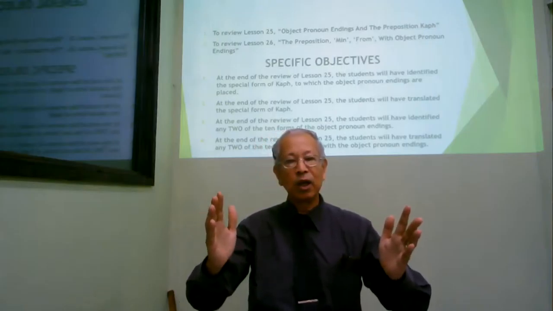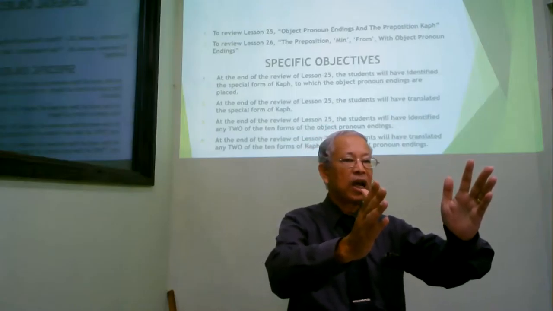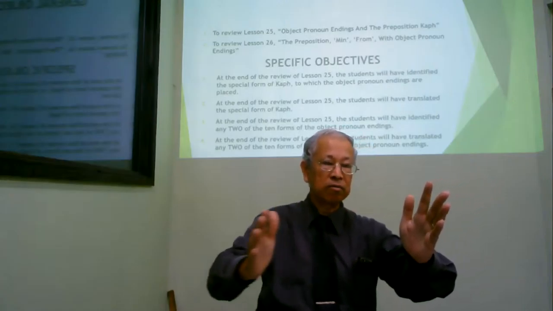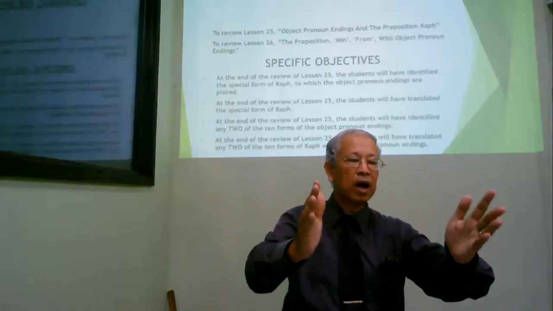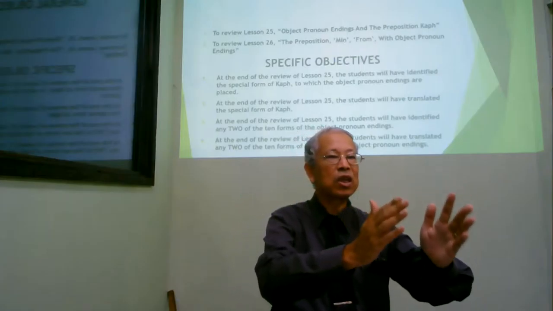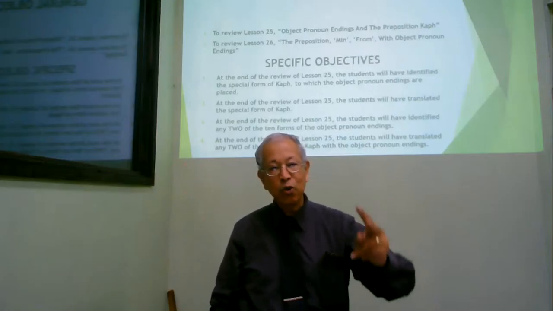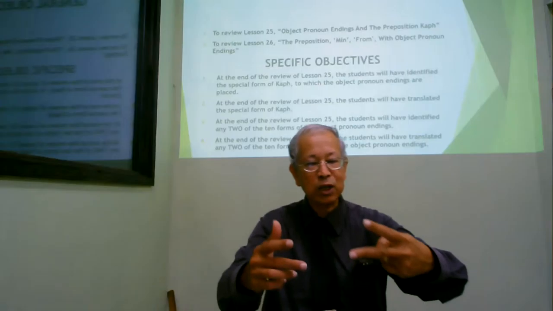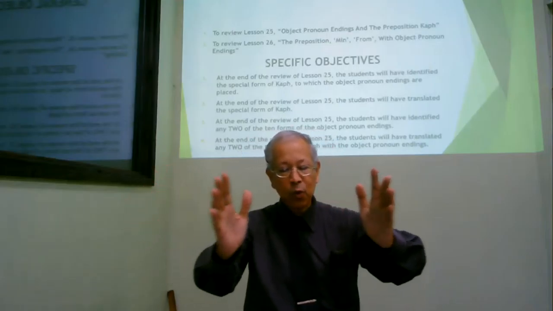Or say, you have kamo again, and the second person singular masculine ending is ka, not eka, ka. So you join kamo and ka together and you have kamoka. Ka means the or you. Kamo means as or like. So kamoka means as you, or like you. So be familiar with all of the forms, so that you can choose any two of them. I'm not going to be telling you which two, because it will be your choice. You choose any two in the test, be able to translate any two of the 10 forms of kaf with the object pronoun endings.